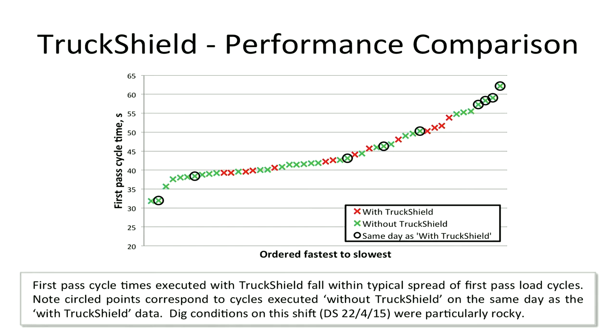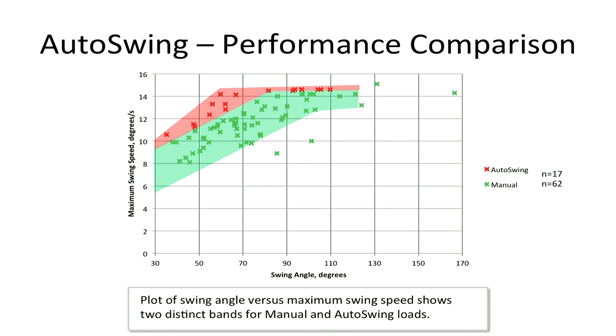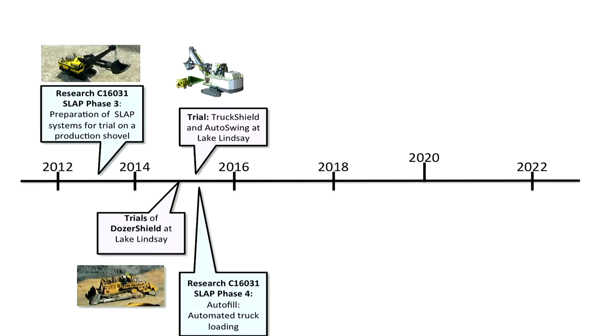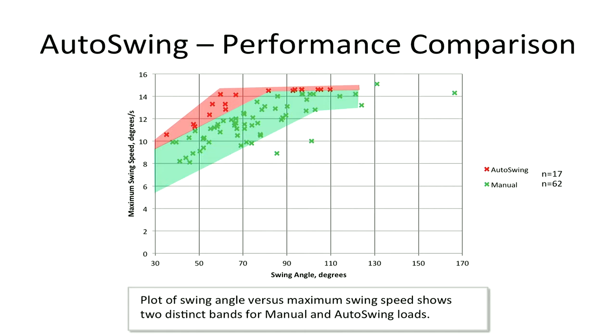And likewise, for the auto swing component, again, the business case here from the mining company's point of view is around reducing the time it takes to load trucks and to bring new ones in, and we were able to show a significant increase in the speed that was achieved by the system, the maximum speed that was achieved, and that translated to around about a 10% reduction in loading times, and a useful and significant contribution there.